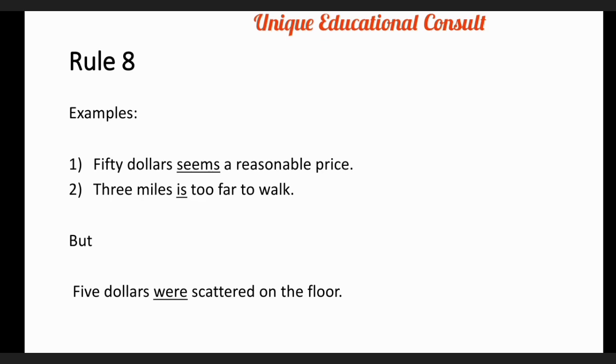Another instance is: 3 miles, with S, is too far to walk. We have a singular verb, not minding the S with miles. But when we have not only one unit, like: $5 were scattered on the floor. $5, we have 1 into 5. That is why this attracts the verb were as plural form. I hope this is clear. If it is one unit, then you use a singular verb. But if it is not one unit, when it comes to measurement, you use a plural verb. Now let's go to number 9.